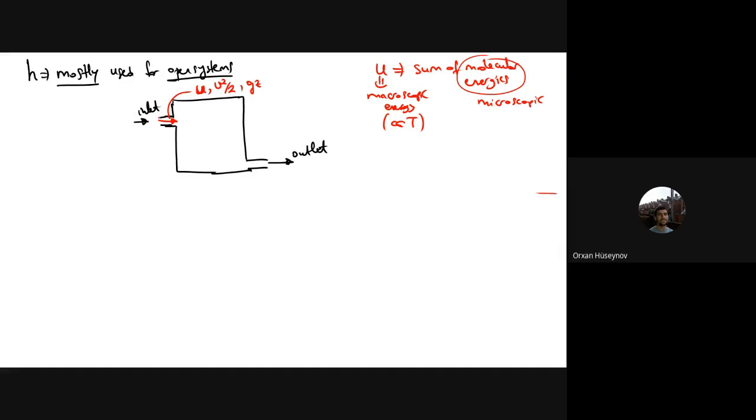So when the fluid enters the system, it carries with itself the internal energy, the V squared by 2, which is the kinetic energy, Gz, and one more energy. That energy is called flow energy. In simple terms, it means that when the fluid moves, let me give a formula here so you can see what I mean.